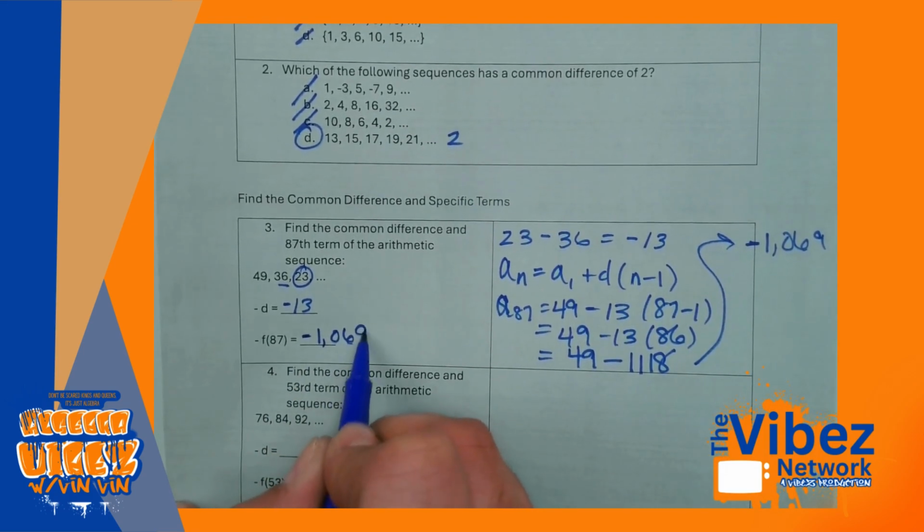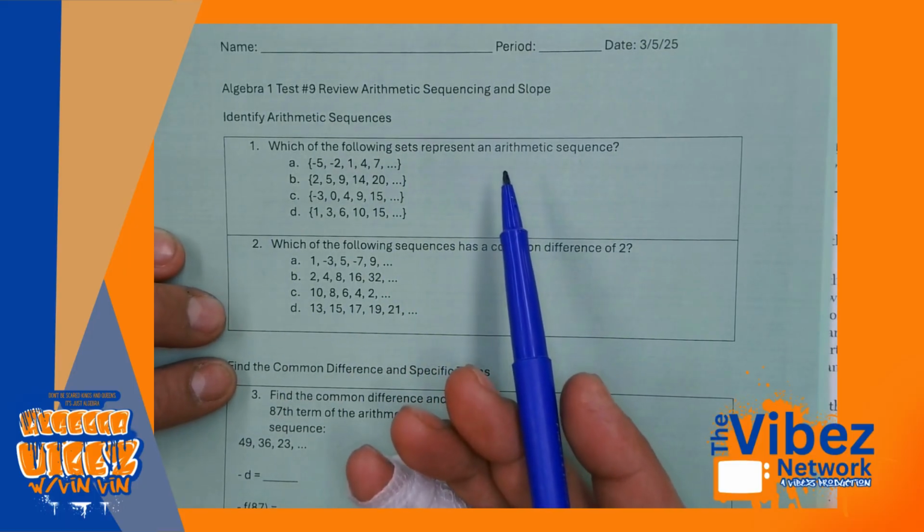In this one, we're looking for an arithmetic sequence. We're looking for what's called a common difference.